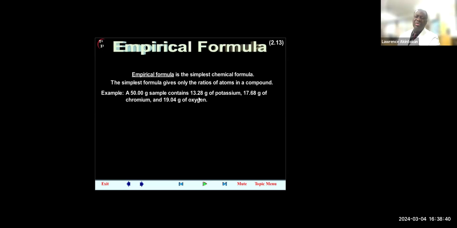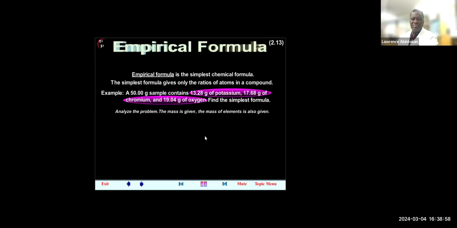So we're going to look at the percentage of each one of them in that sample, and then we're going to look at the empirical formula. Find the simplest formula. Analyze the problem. The mass is given. The mass of elements is also given. Make sure the sum of masses of all elements in the sample is equal to the mass of the sample.